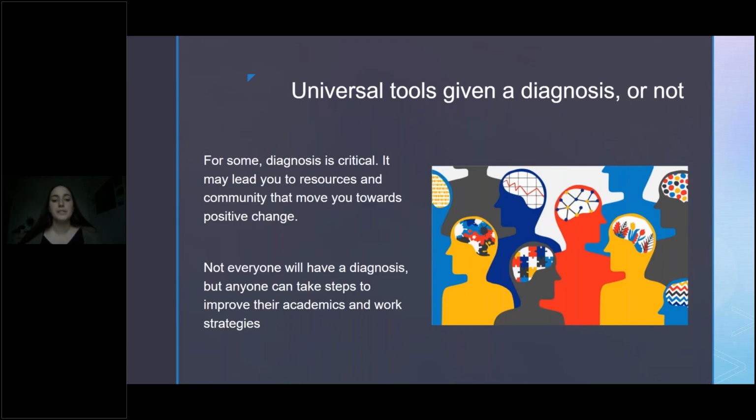And I feel that what this means is that for anyone, diagnosed or not, you can take advantage of tailoring your approach to your work to get more out of it.